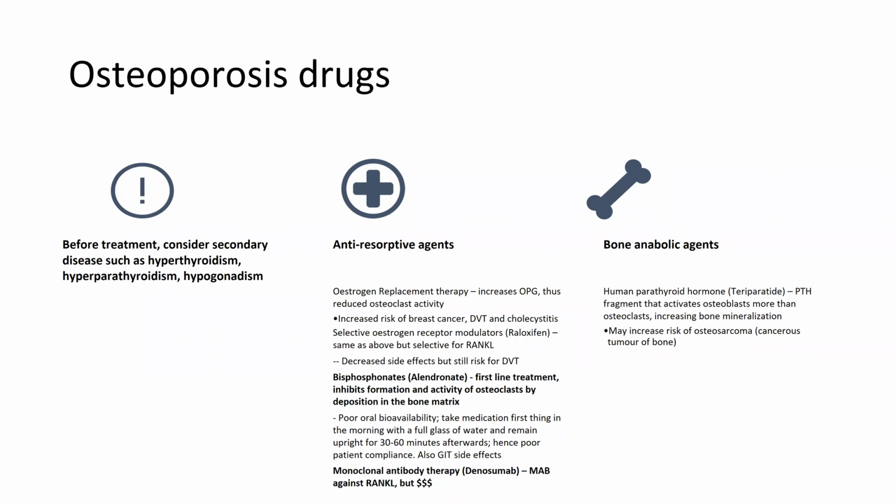You don't really need to know too much about monoclonal antibody therapies. We don't really cover that. If you're more curious about the mechanism of action of these types of drugs, go onto the ePharmacology website. That's really good. They also have bone anabolic agents as well. Human parathyroid hormone activates osteoblasts more than osteoclasts, which increases bone mineralization. But the problem of that, when you're activating something much faster than it is intended to be, it leads to an increased risk of cancer.